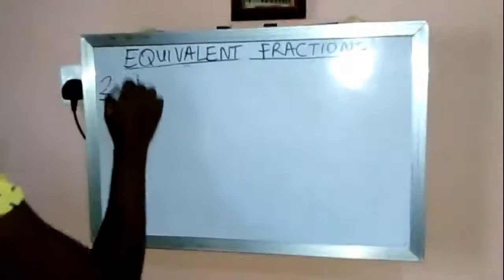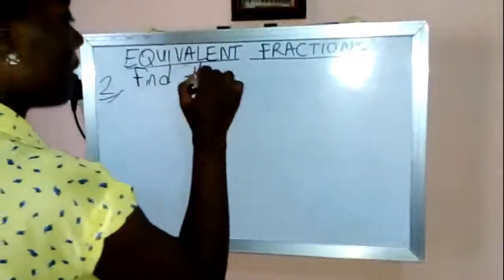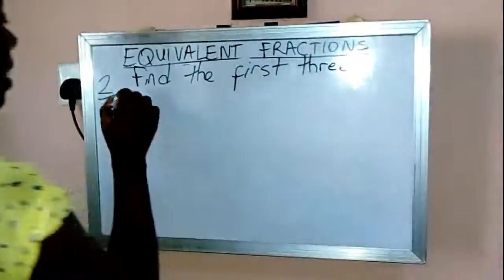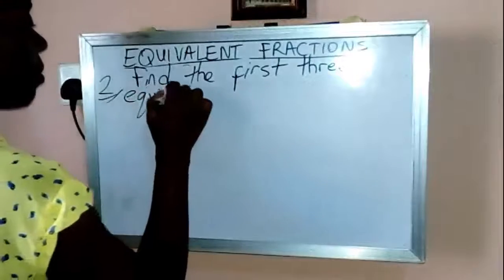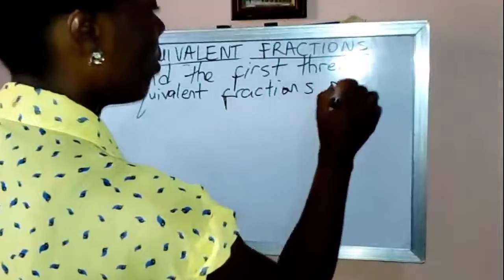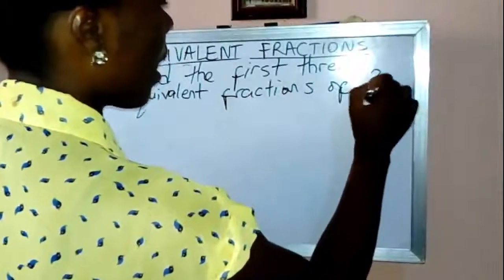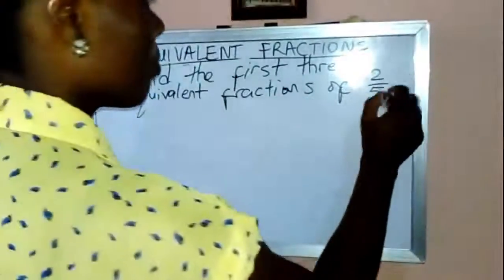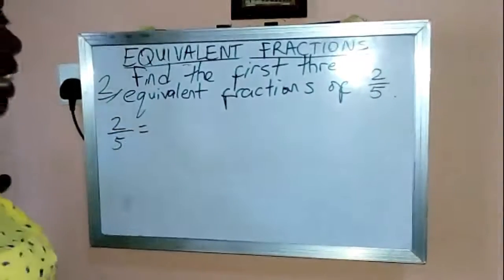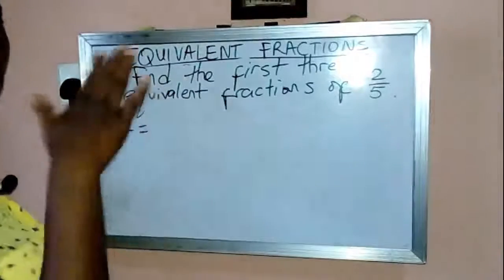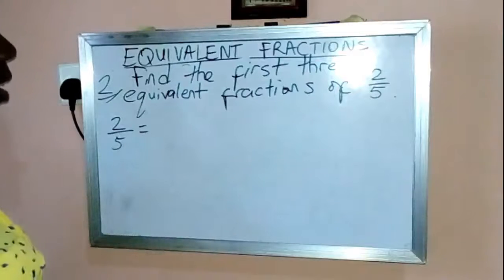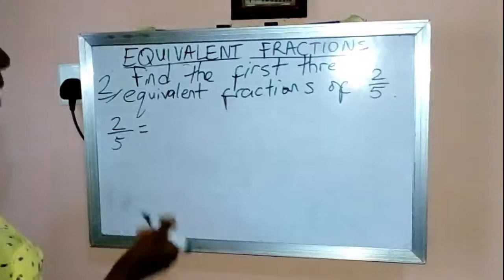Question 2. Find the first 3 equivalent fractions of 2 over 5. Of 2 over 5. Let's see. Remember, we can get our equivalent fractions by multiplying both the numerator and denominator by the same number. So I'll be starting with the smallest number after 1.